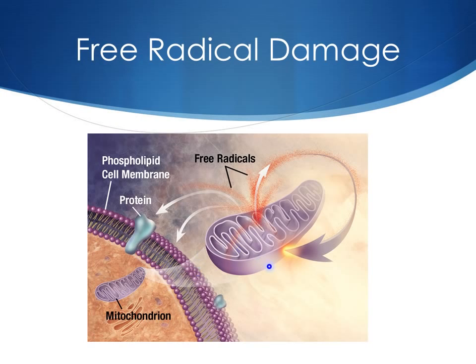So this is a good depiction of how free radicals start. It starts from the electron transport chain inside the mitochondria here, and it starts to spread out, damaging the mitochondria themselves, and also different proteins and the cell membrane.